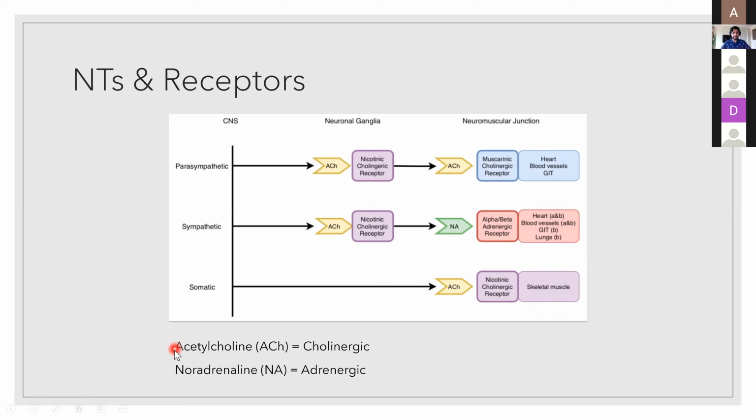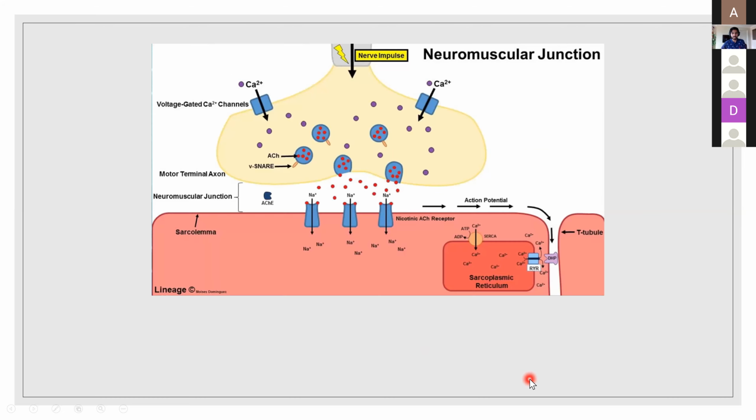So once again, acetylcholine, remember cholinergic, noradrenaline acts on adrenergic. Remember whenever you see muscarinic, think it's the opposite. We're not controlling skeletal muscle. So the parasympathetic system, and then nicotinic being the somatic system. And of course, we have our 2 subtypes, alpha and beta here.